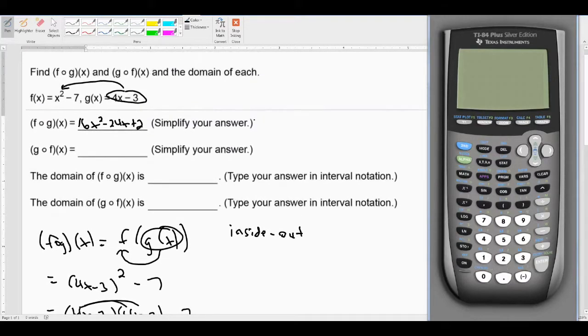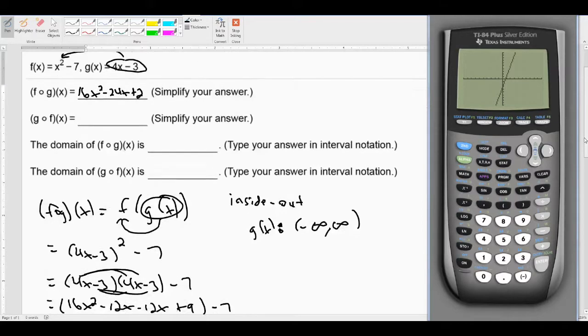We want to graph the g of x function, which is 4x minus 3. Hopefully you know that's a line, and that lines go forever left or right. The only time they don't is vertical lines. So in this case, the g of x function has the domain of negative infinity to positive infinity.